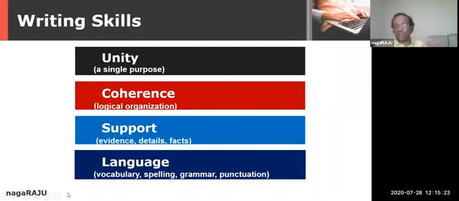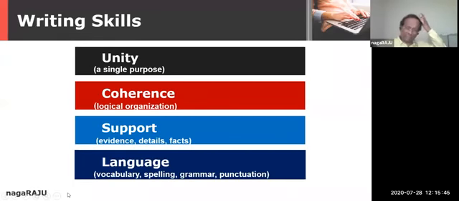Right? So that's called unity. Then it must have coherence, structured properly. Step 1, step 2, step 3, step 4, step 5. It's like a ladder. Then some supporting stuff, some statistical data, some facts, evidence. Suppose I say something, evidence 1, point 1, evidence 1.